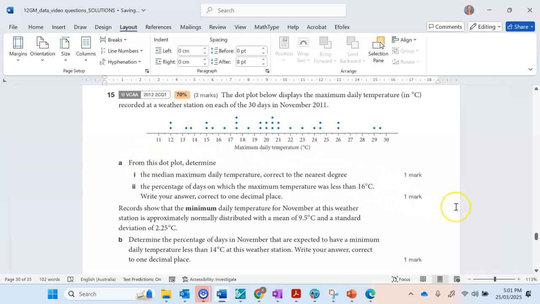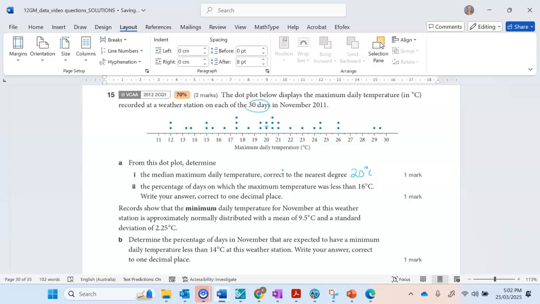The dot plot below displays the maximum daily temperature in degrees Celsius recorded at a weather station on each of the 30 days in November 2011. From this dot plot, determine the median maximum daily temperature. Okay, so we've got 30 days. So remember the median splits it in two, so we're going to have 15 either side of the median. So we've got 1, 2, 3, 4, 5, 6, 7, 8, 9, 10, 11, 12, 13, 14, 15. So there's our split, and that's at 20. All right, so 20 degrees Celsius.